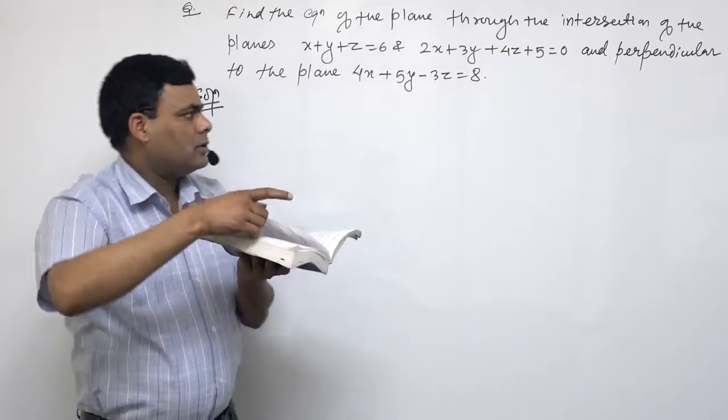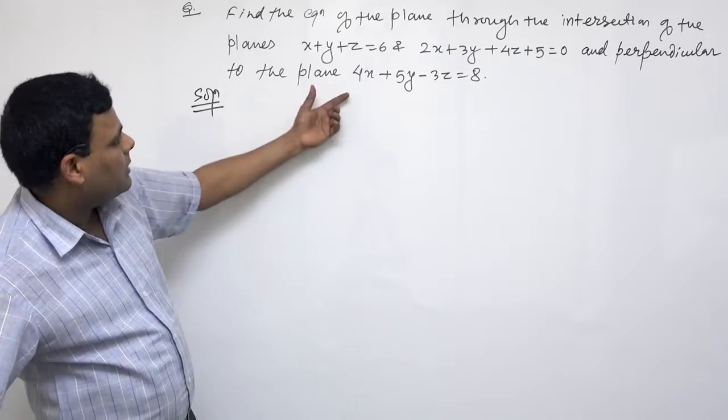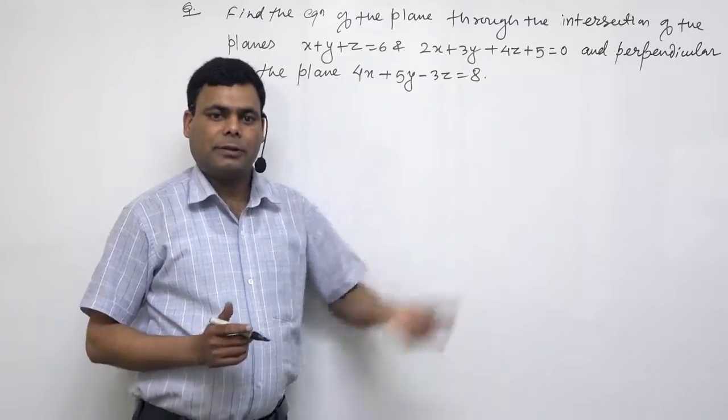Now we have to find the equation of the plane which passes through the intersection of the two given planes and is perpendicular to this plane.